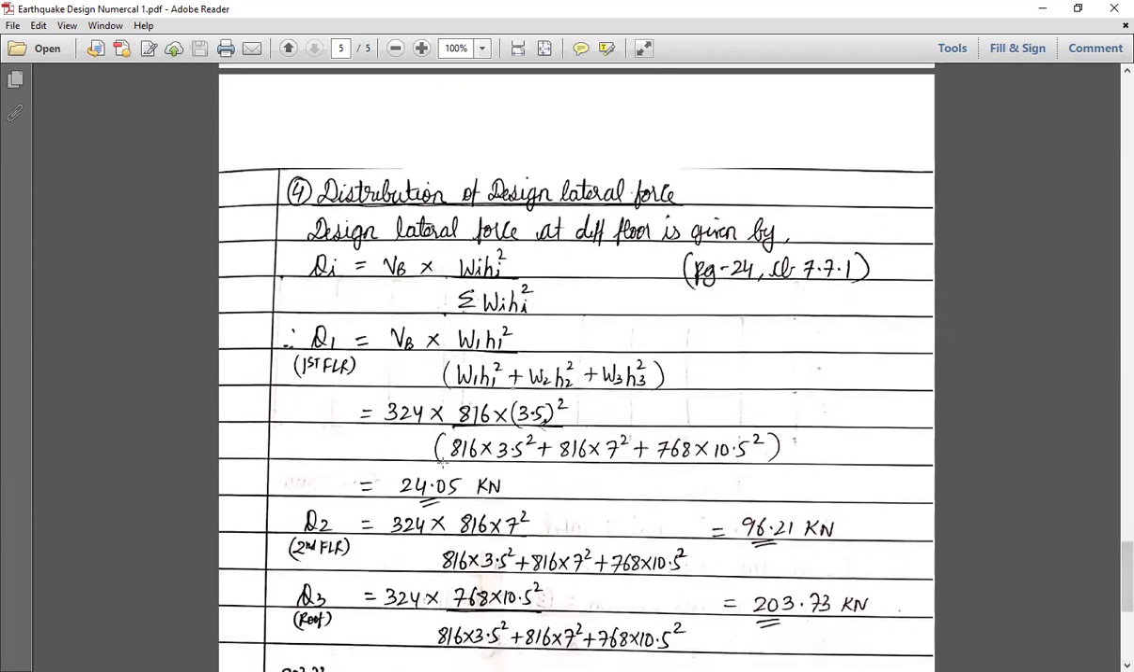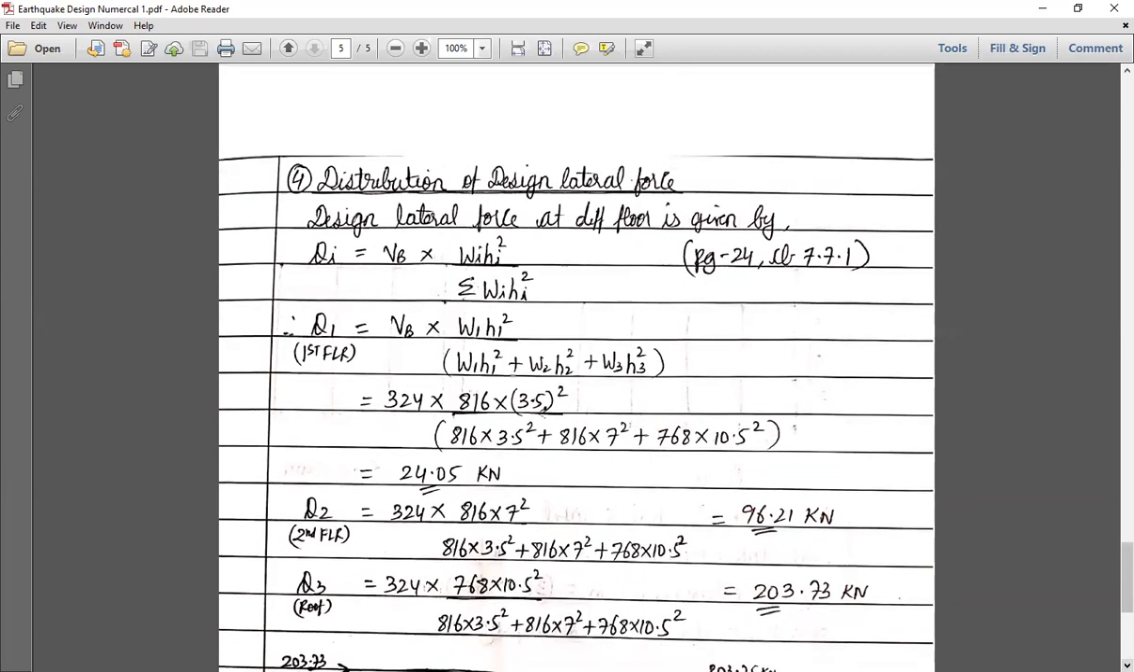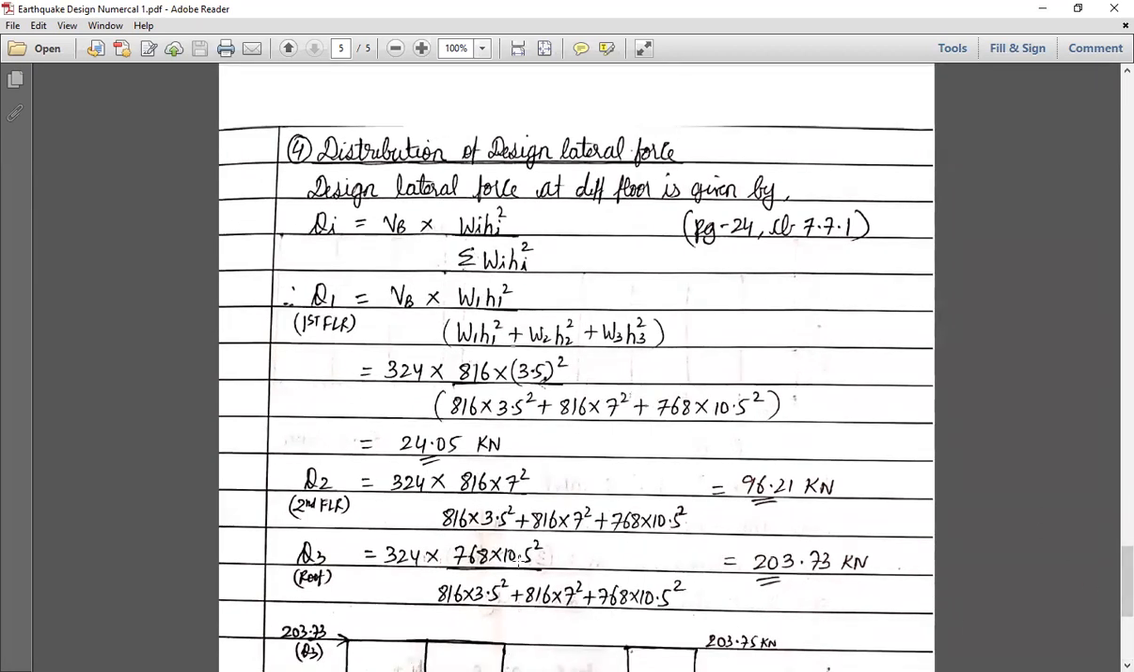Then similarly we will find out the design lateral force on the second floor. Okay, so for the second floor, VB is the same, but the numerator will change. This WI is again the same and H on the second floor is 7. So this will become 7 square and this denominator will remain the same. Similarly, on the roof floor, this height will become 10.5. The denominator will remain the same. So we have calculated the design lateral force on each floor. Okay, on the first floor, it is 24. On the second floor, it is 96. And on the third floor, it is 203.